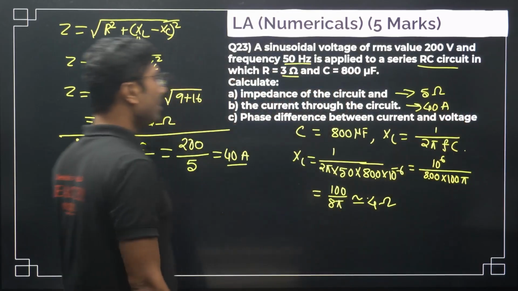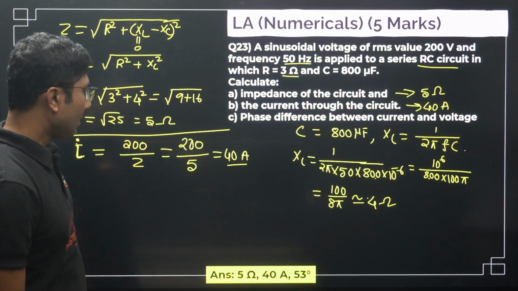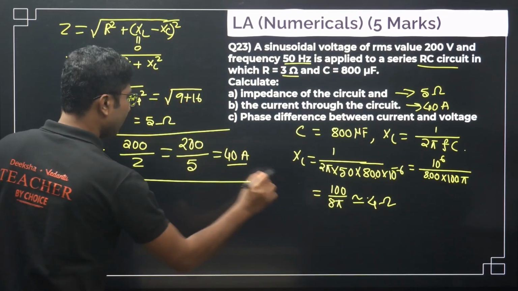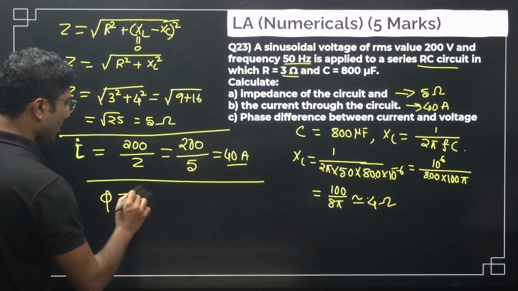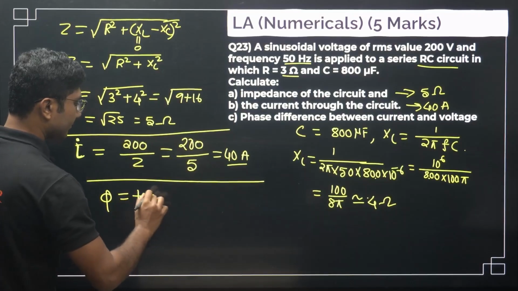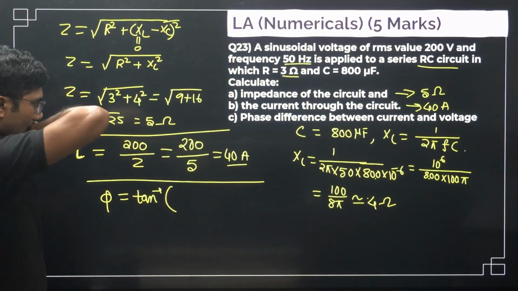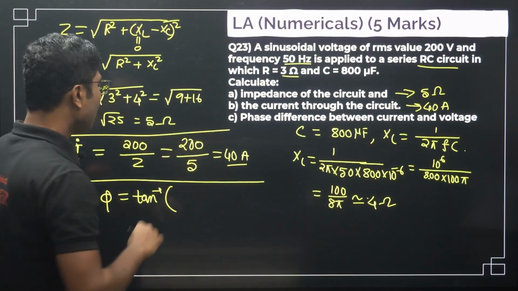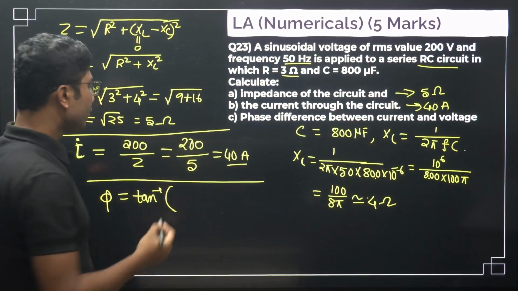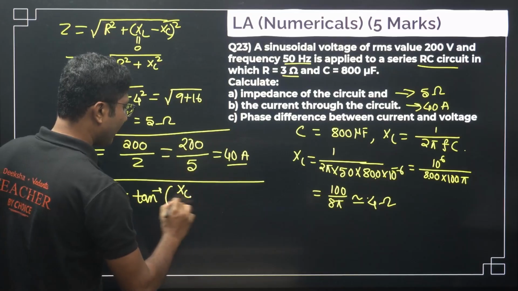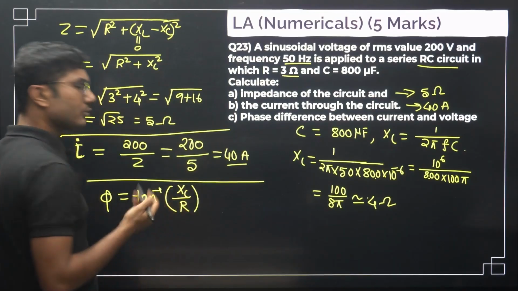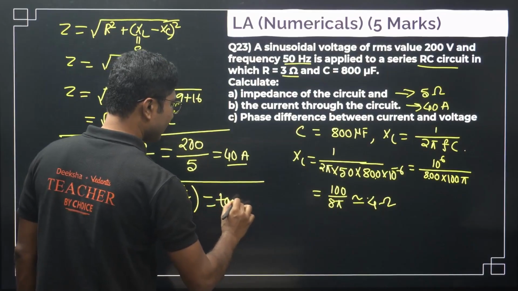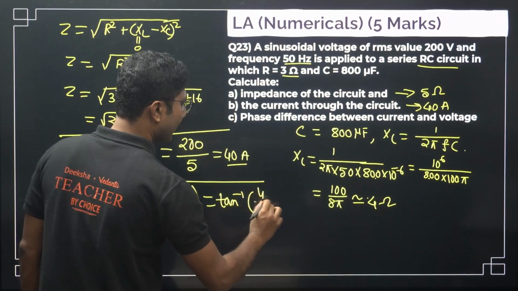Next is the phase difference between the current and the voltage. Phase difference is simple, tan inverse of XL minus XC by R. Okay, XL is 0, so you will put XC by R. So simply XC by R is sufficient, which is tan inverse 4 by 3.